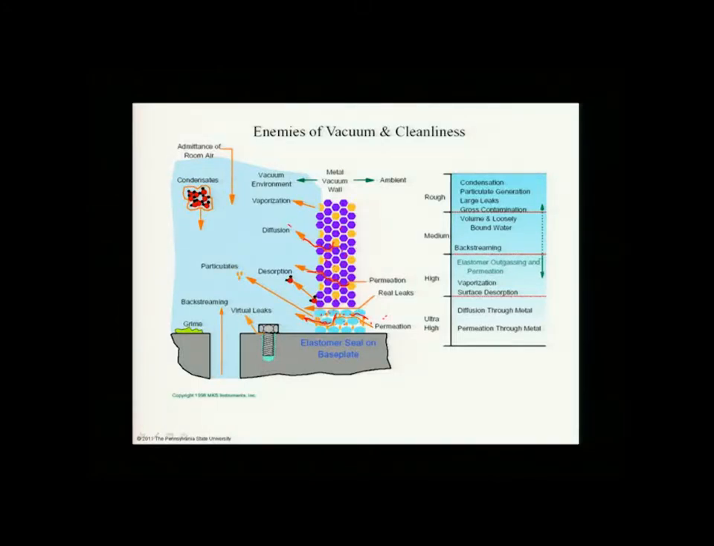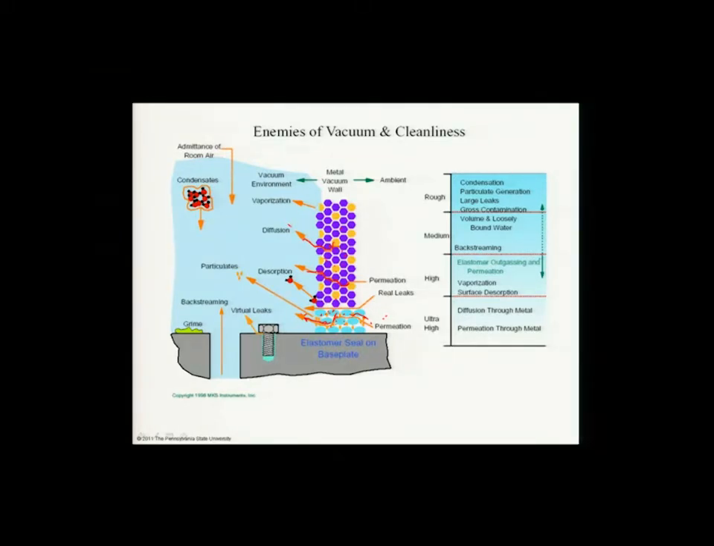And the materials that make up seals, as we said, are the softer materials. They may be more permeable. They may be a source of molecules making it in from the outside. So those are real leaks, real sources of problems.